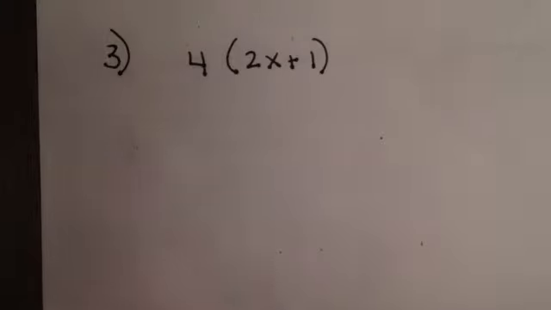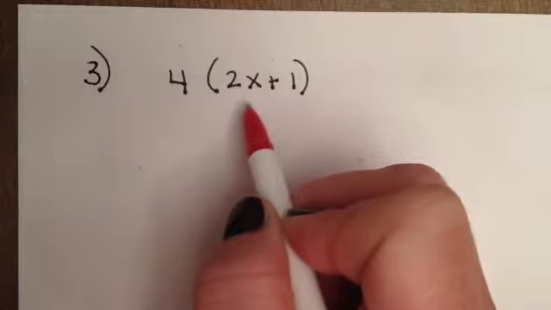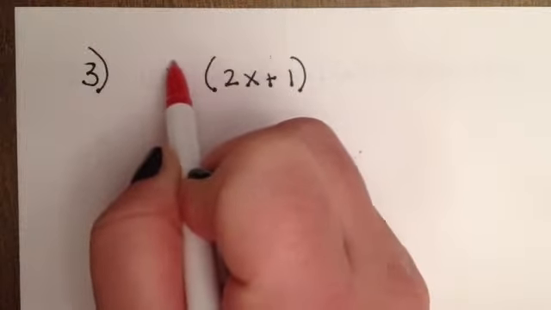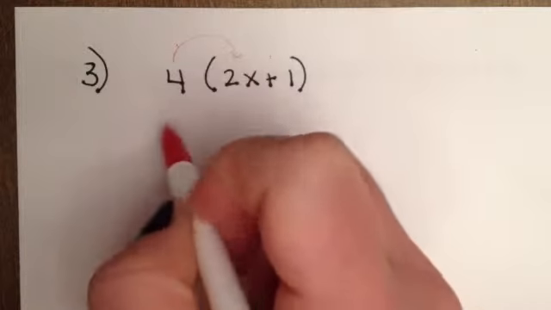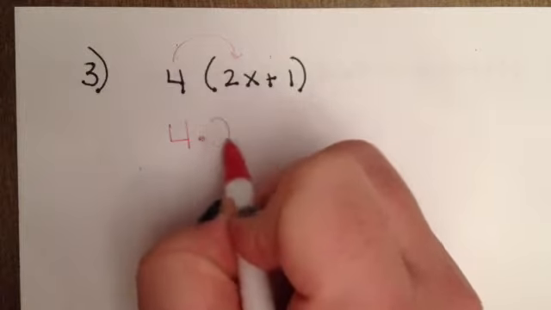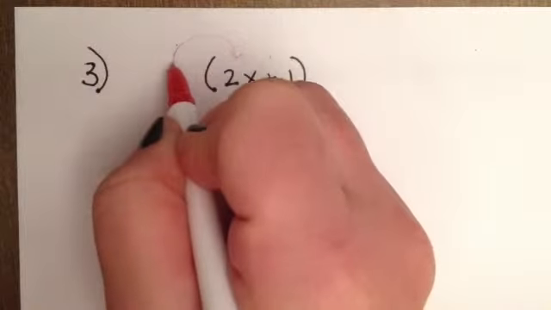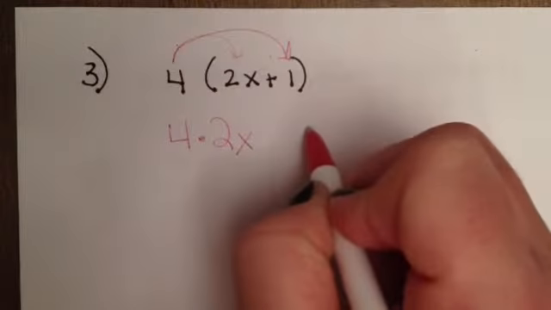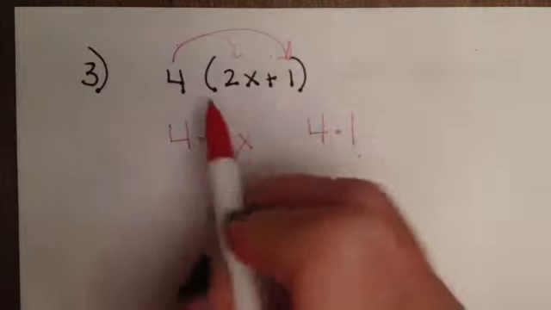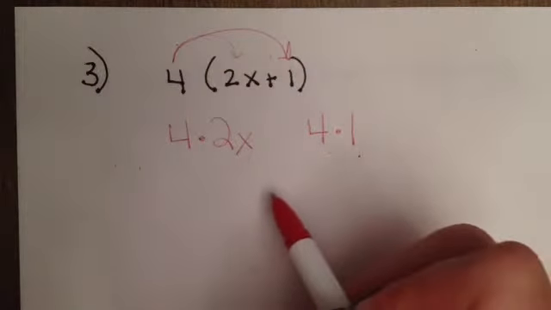All right, let's look at this one together. This time, what am I distributing? The 4. I'm distributing the 4, so let's draw our arrows. 4 times what? 2x. What next? 4 times 1. Do not forget to do the second multiplication. Okay, the 4 has to go to both pieces in order to finish the problem.